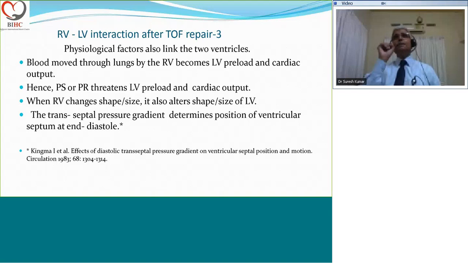And what decides the position of the ventricular septum is the pressure gradient in end diastole between the two ventricles. Normally, the pressure in the LV in diastole is higher than RV. So the septum bulges into the RV and septum behaves as if it is a part of LV. This is altered when RV is distended, as the septum will bulge into the LV.